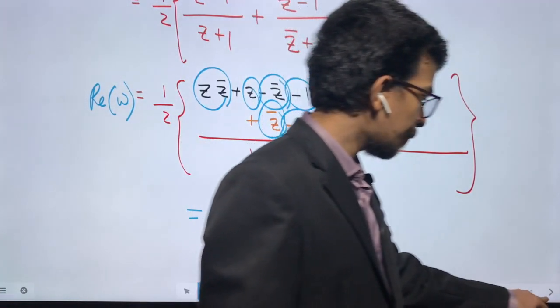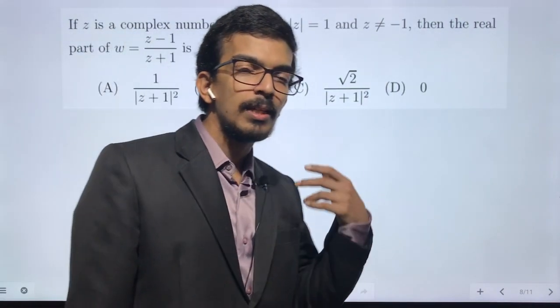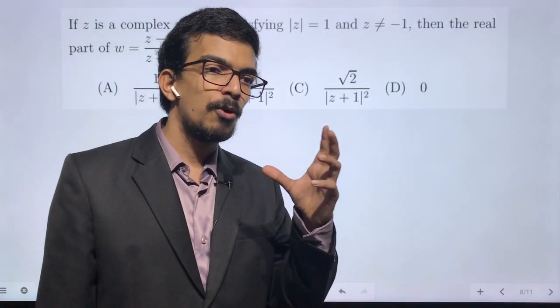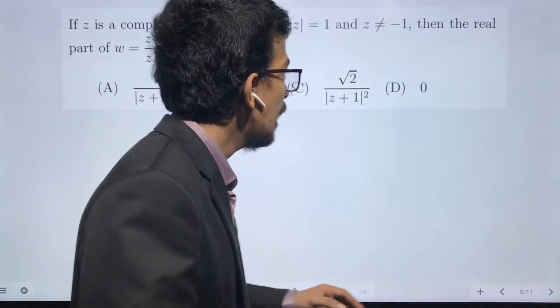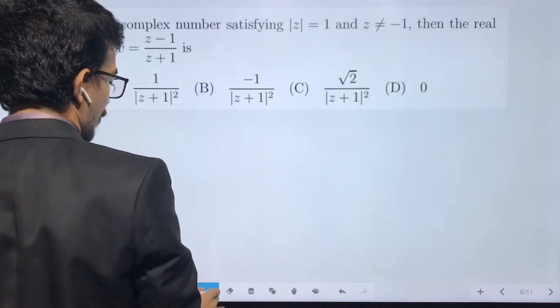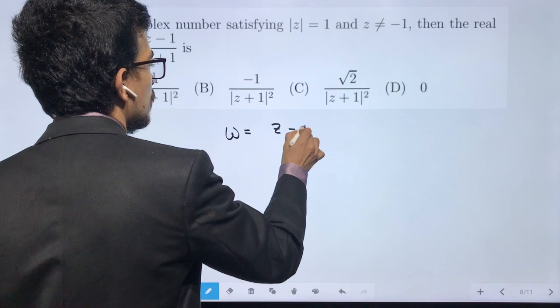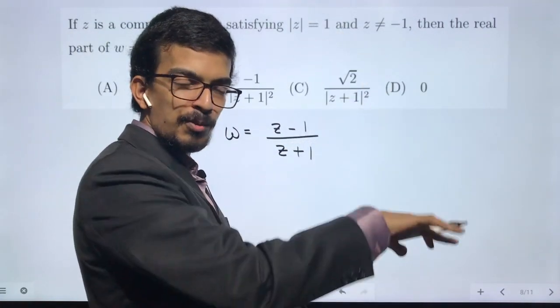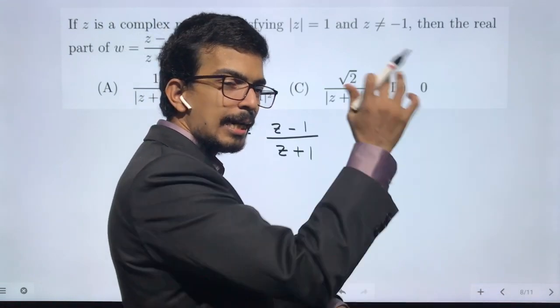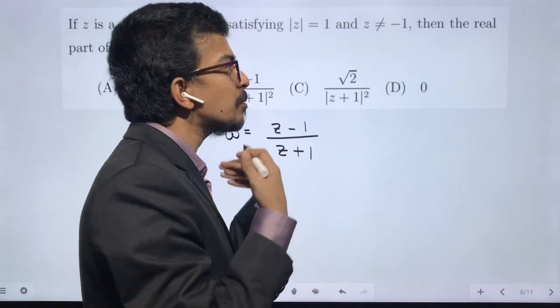That was the sixth way. So in the seventh method, so far we were thinking from the perspective of omega. Now let's think from the perspective of z. Okay. So in this question, we have w is equal to (z minus 1) by (z plus 1). I am going to find z in terms of w. Why? Because I am going to think from the perspective of z.